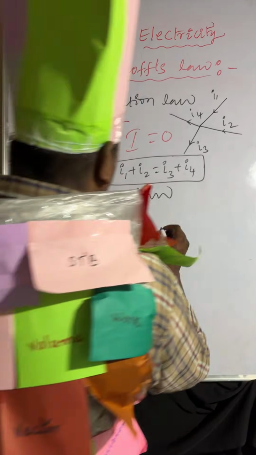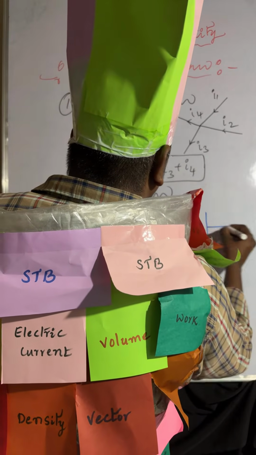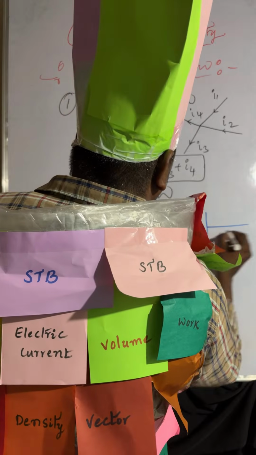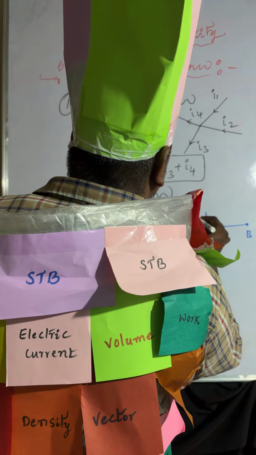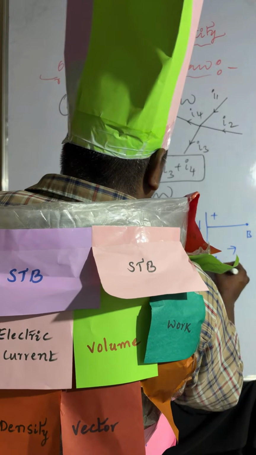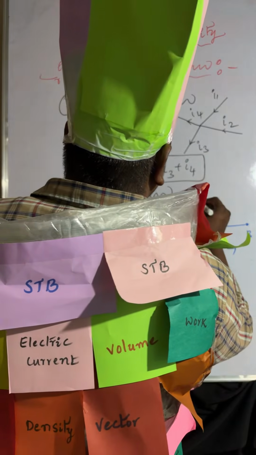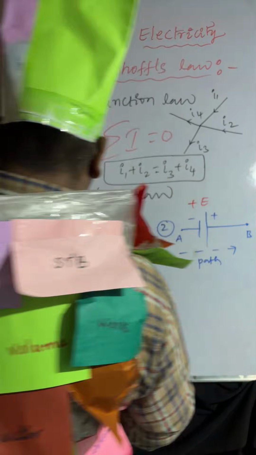And coming to the second one, you are moving from negative to positive terminal of this cell. This is the path. Then the EMF of this cell is positive, so you have to take positive EMF.